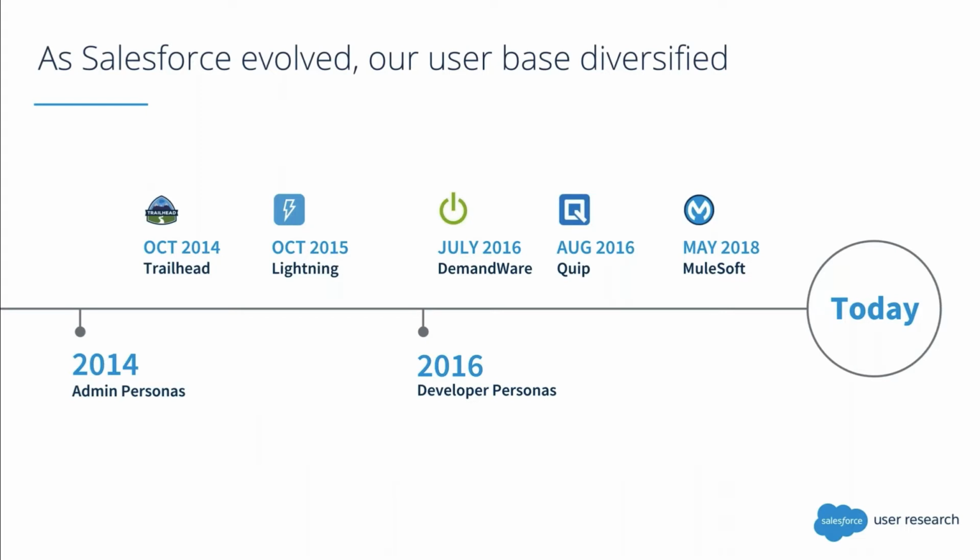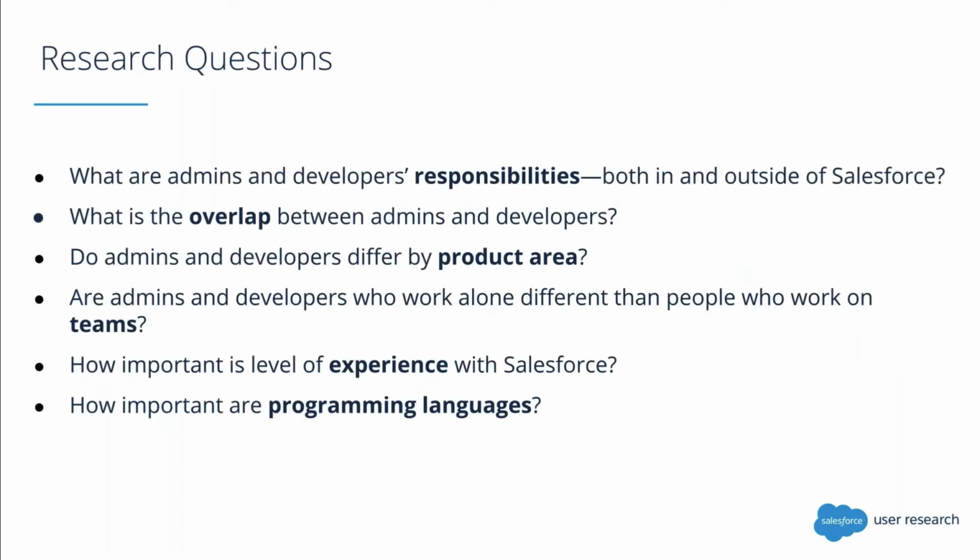We had launched Trailhead, which is our online learning platform to help people level up their skills with Salesforce. We had launched a whole new modernized version of Salesforce, which is Lightning. We'd also acquired a bunch of companies. A few of them are here, which means that all of their users were now coming into the Salesforce ecosystem, and our user base is diversifying, but the way we thought about our users really hadn't changed.